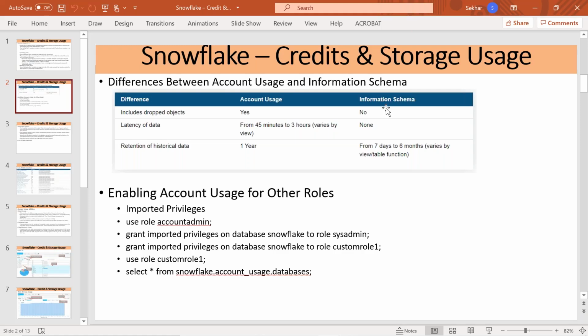The syncing of the data to the account usage schema takes about 45 minutes to 3 hours. Whenever you create a table and go and look at the account usage tables metadata view, you might not see the table that you have created. It takes time for refreshing the account usage. The latency is from 45 minutes to 3 hours, varies by view. For information schema, they say none, but it's not real time. It takes less than a minute or so. Retention of historical data is 1 year for account usage, and from 7 days to 6 months for information schema, varying by view.